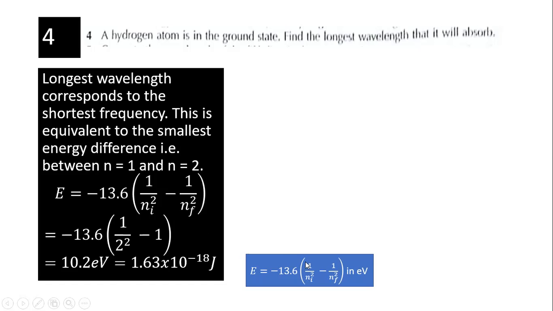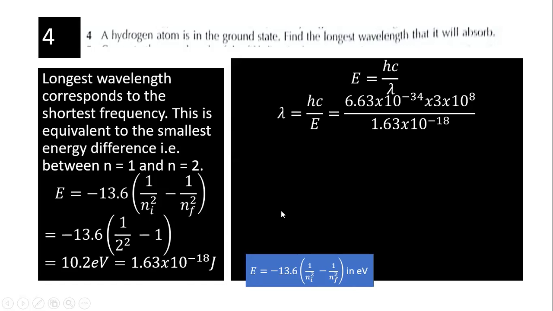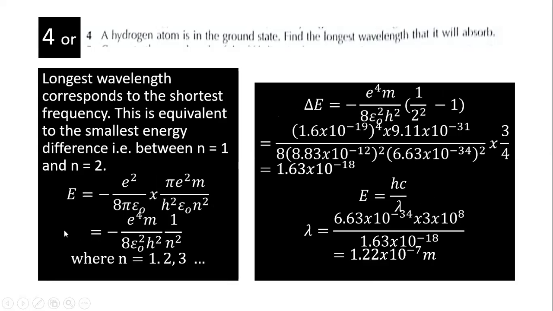We are just using this formula in electron volt as well. You can convert it to joule if you want. After that, use this formula, put in your values for h, c, and the energy, and calculate for lambda, the wavelength. Calculate out. Oops, sorry. What am I doing?